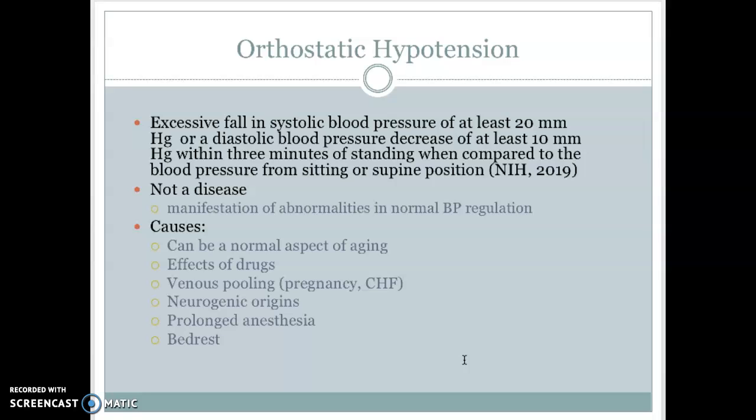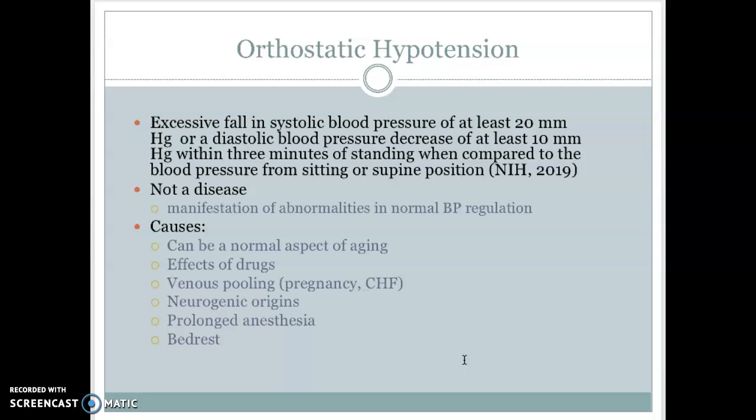Okay, so then we go to the next negative factor of bed rest, which is orthostatic hypotension. So this is a decrease in systolic blood pressure, kind of defined by at least 20 millimeters of mercury, or a diastolic decrease of at least 10 millimeters of mercury within the first 3 minutes of a position change.